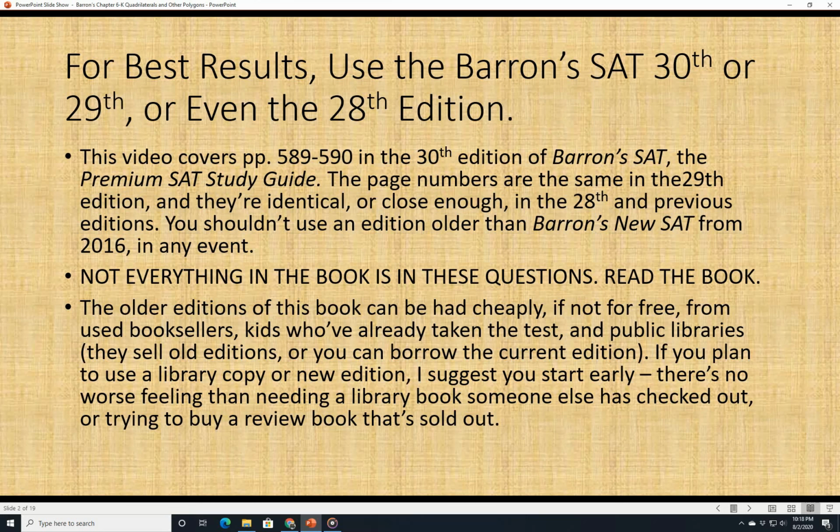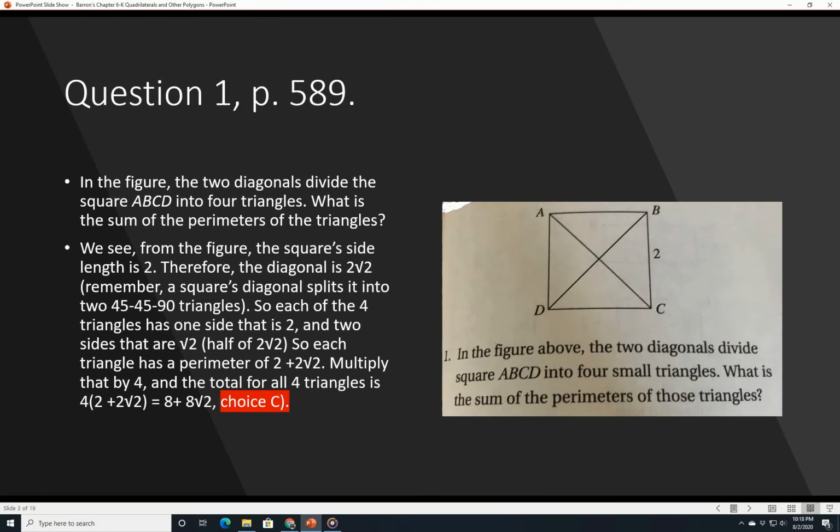So anyway, if you plan to use a library copy or buy a new edition, I suggest you start early. There's no worse feeling than needing a library book someone else has checked out, or trying to buy a review book that's sold out when you don't have time to wait for them to be restocked or returned to the library. And you should start early anyway. This is going to take some work.